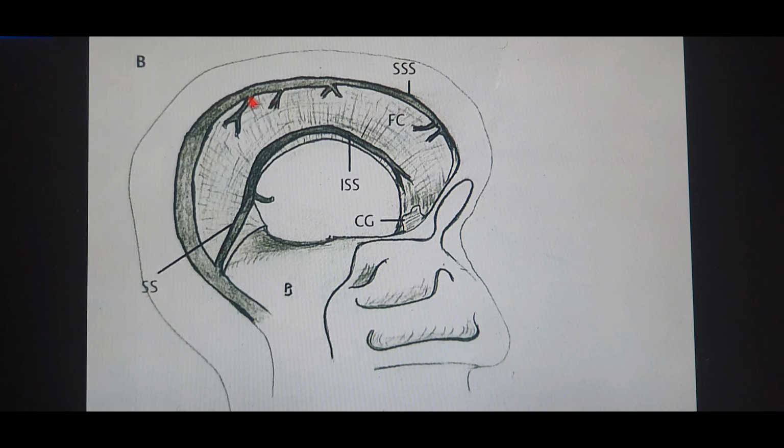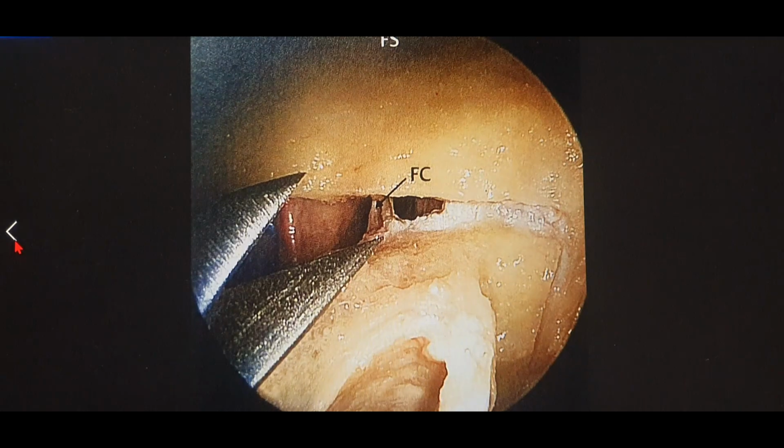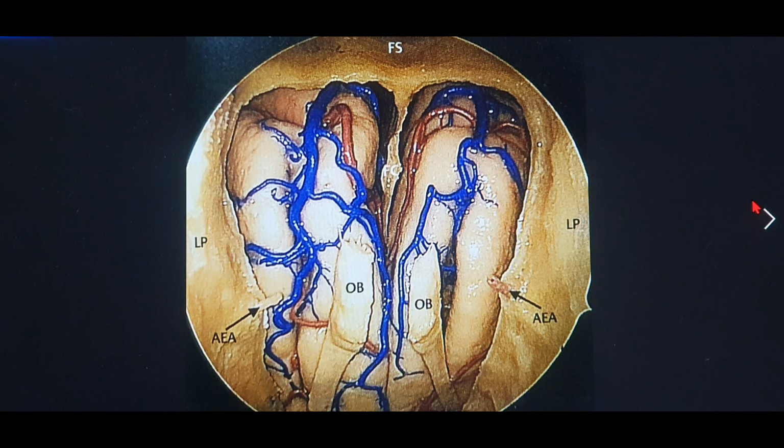So this is the superior sagittal sinus, that's the inferior sagittal sinus. The inferior sagittal sinus joins the great vein, after which it continues as the straight sinus, and eventually it all goes into the internal jugular vein. So that's the relationship. So remember, when you're cutting this falx cerebri attachment, don't go too high up. Okay, so moving on further.